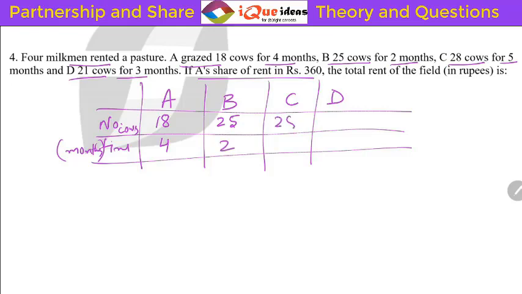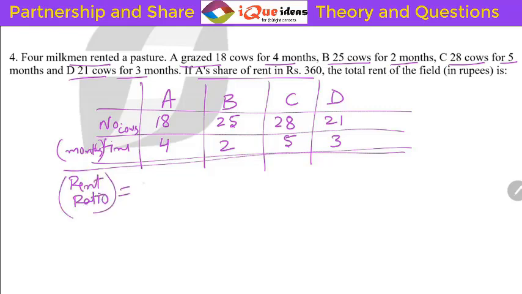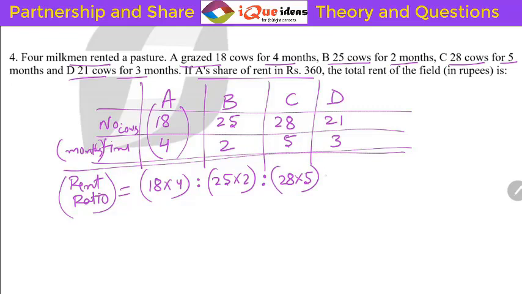For C it will be 28 cows for 5 months, and for D it will be 21 cows for 3 months. Okay, so simply multiply. So the rent share ratio will be equal to the product of number of cows and time. So it is 18 into 4 for A is to 25 into 2 for B, and for C it will be 28 into 5. For D it will be 21 into 3.